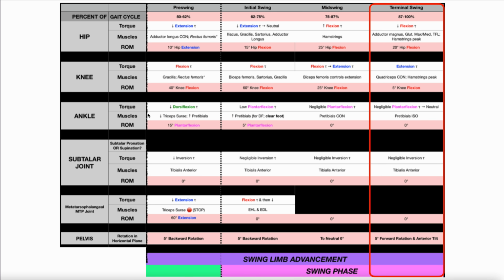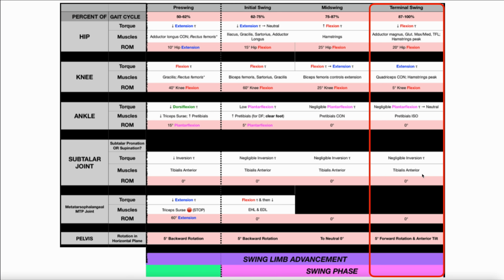Okay? Ankle joint, everything here pretty much makes sense. Again, we have negligible plantar flexion, but eventually that torque is going towards neutral as we get closer and closer to heel strike. And the pretibials now, they're not contracting concentrically, they're contracting isometrically. And we're just maintaining that neutral position of the ankle to prepare for that heel strike that's going to occur in the next phase. At the subtalar joint, still have that negligible inversion torque and activity of the tibialis anterior.